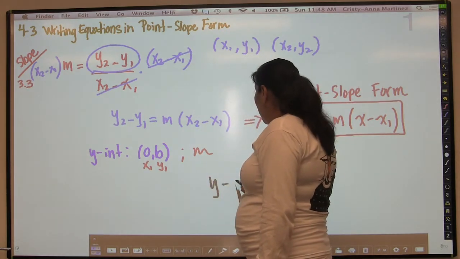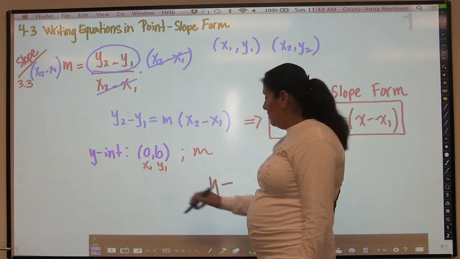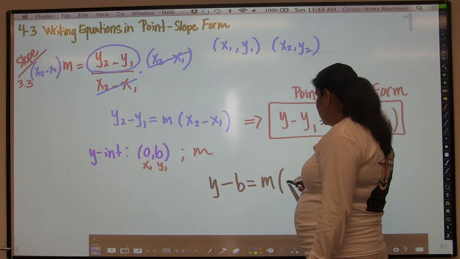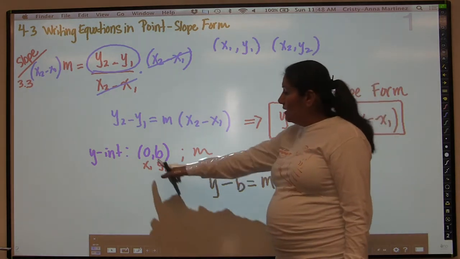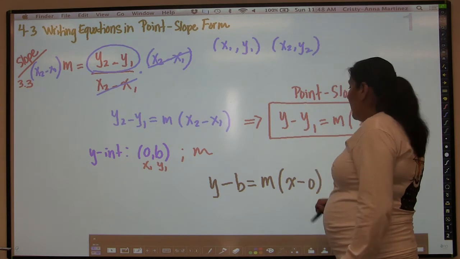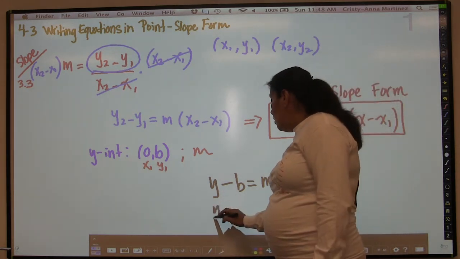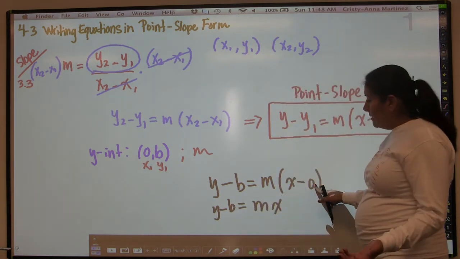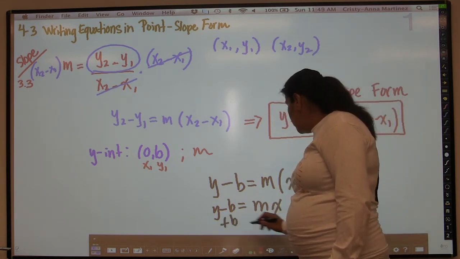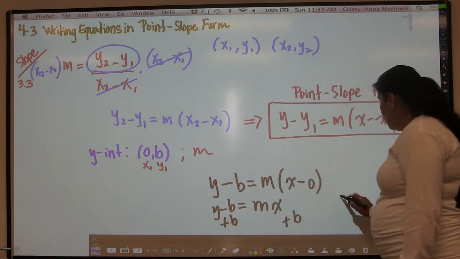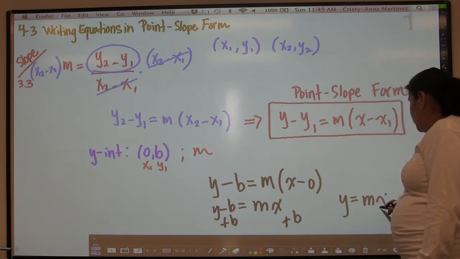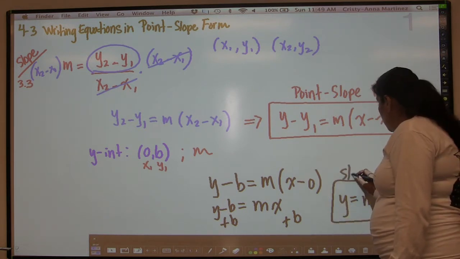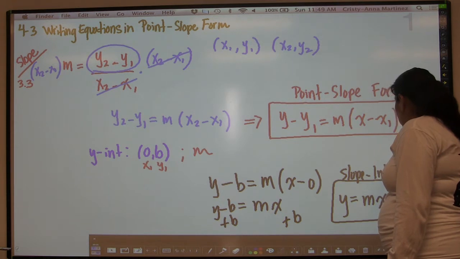y minus y1. Well, what is y1? b. equals m times (x minus x1). Well, what is x1? 0. And if we simplify this equation, then we get y minus b equals mx, because x minus 0 is just x. And then if we add b to both sides, this is how we get the equation from the previous lesson, y equals mx plus b, which we call the slope-intercept form.